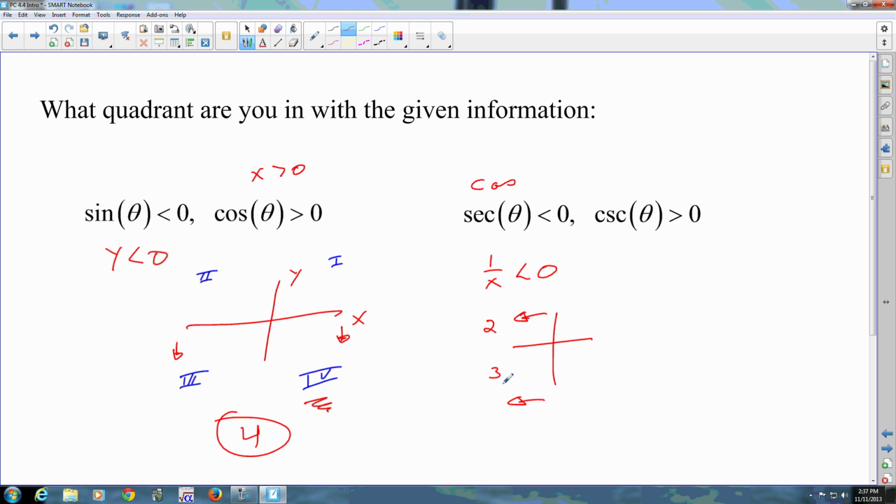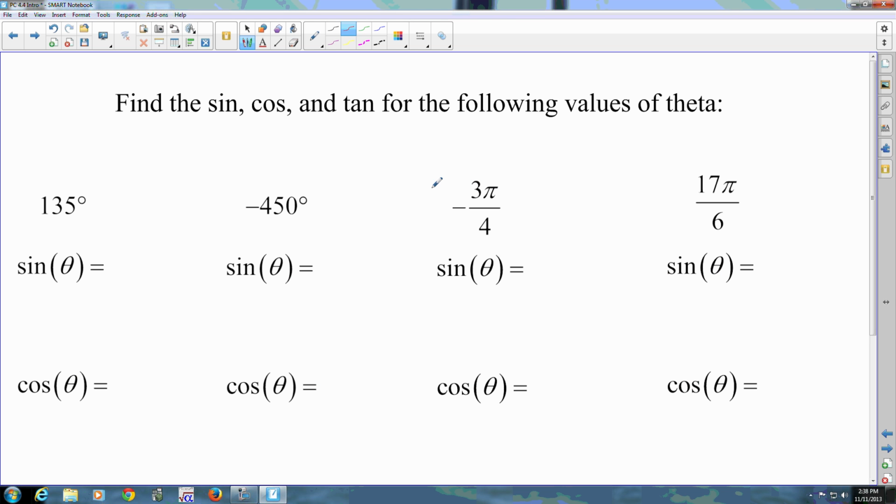Quadrant 2, quadrant 3. Now the secondary piece, that's related to sine. So that's saying 1 over y is greater than 0. And the only way you're going to make a fraction positive in this is if this is greater than 0. You can't do it by changing the sign on 1 because it can't change, it's just 1. So y is positive. Well, where is y positive? Y is positive in quadrants 1 and 2. So where is the overlap? Quadrant 2.